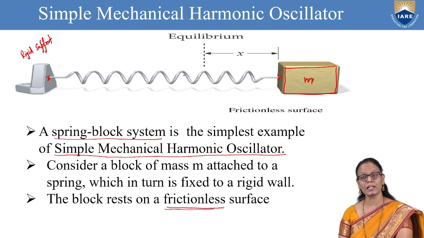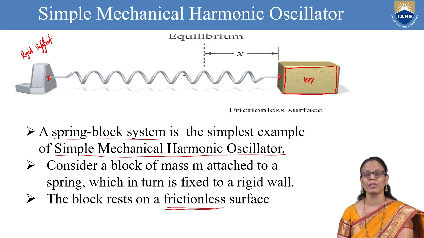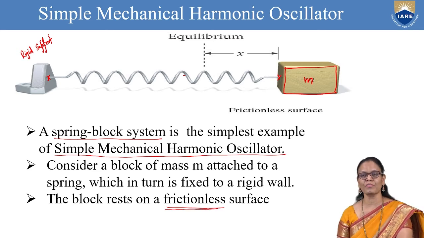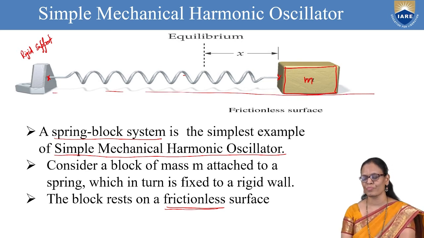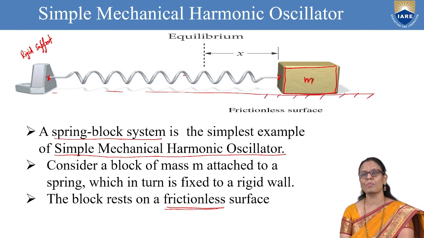When we have seen the conditions for simple harmonic motion, we have discussed that the surface should be frictionless. So the surface on which the block moves, when we disturb its position and leave it, because of the spring, it will move back and forth. And this surface should be frictionless. If this surface has friction, then this block cannot move freely.